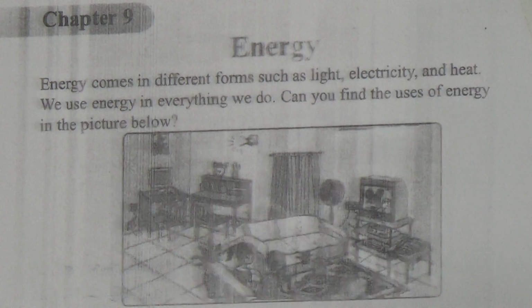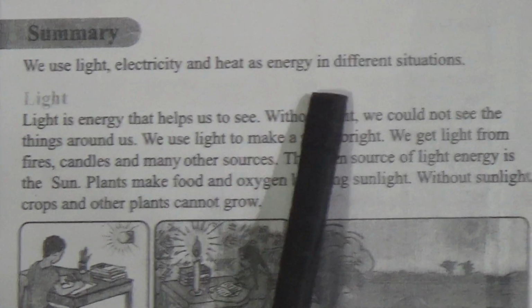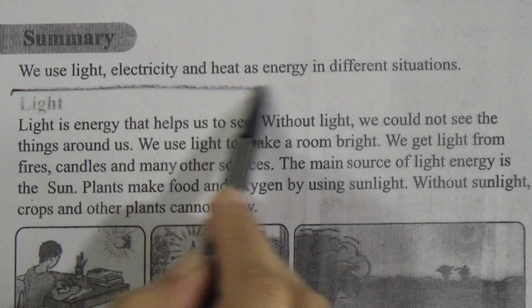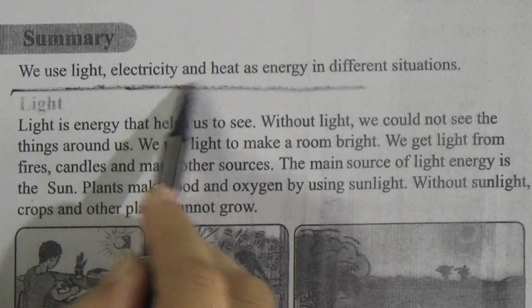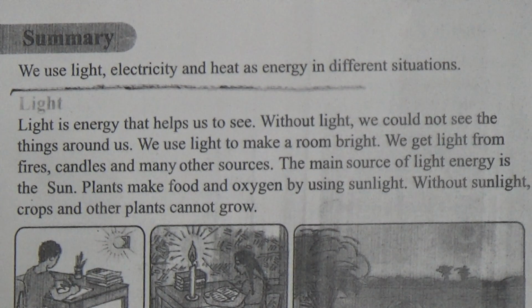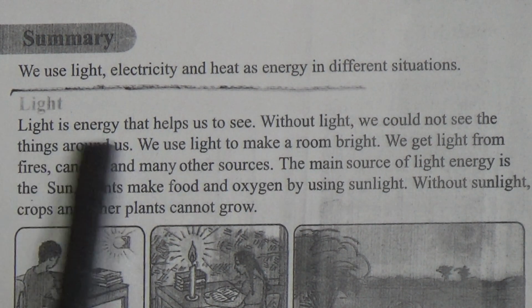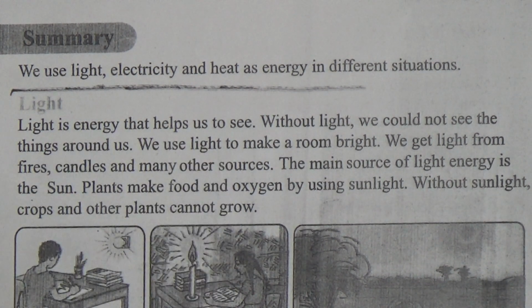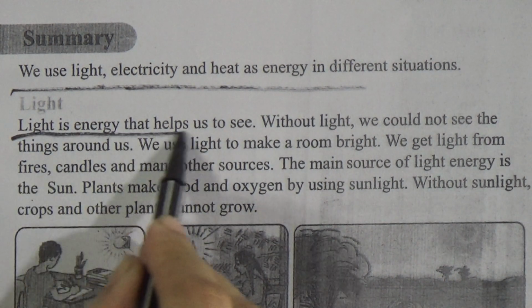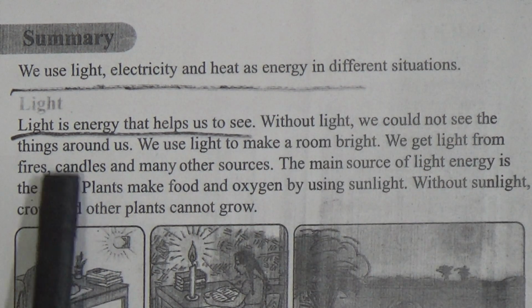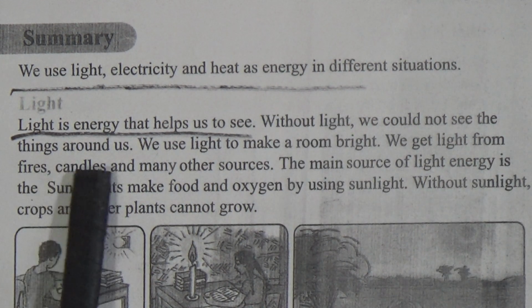We use light, electricity and heat as energy in different situations. Okay, underline this line: light, electricity and heat energy. Okay, now we'll discuss about this energy. Light is energy that helps us to see. Without light we could not see the things around us.